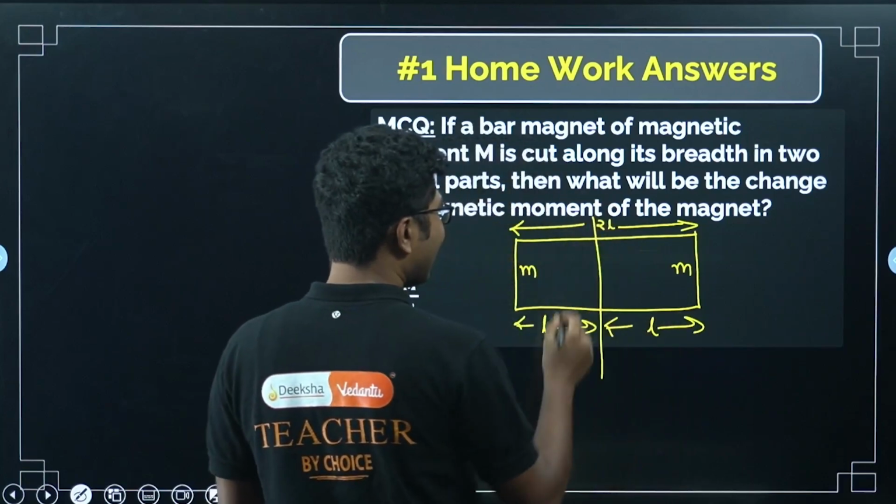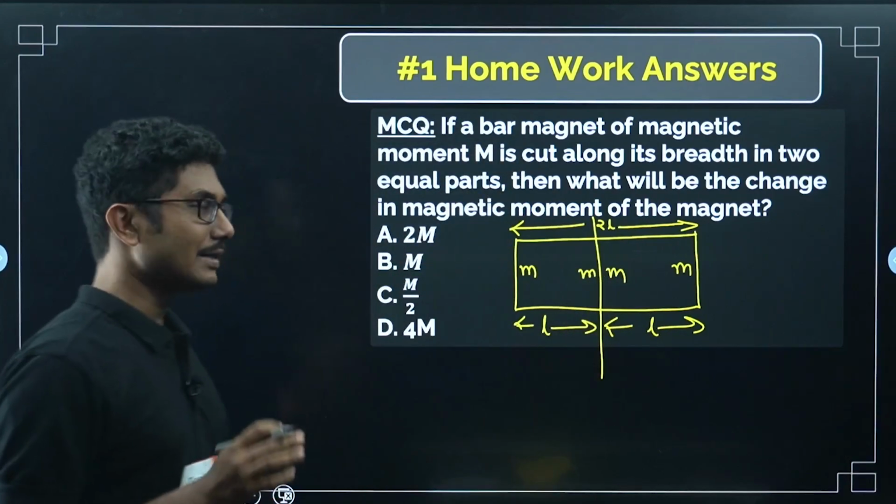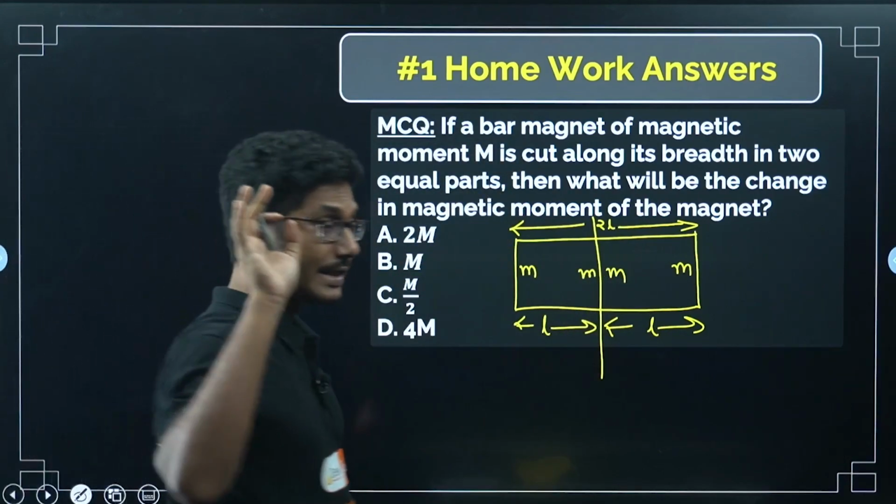Now as soon as you cut it, there will be another m appearing here, another m appearing here. I am just writing the magnitude. I am not using plus minus like in case of charges.